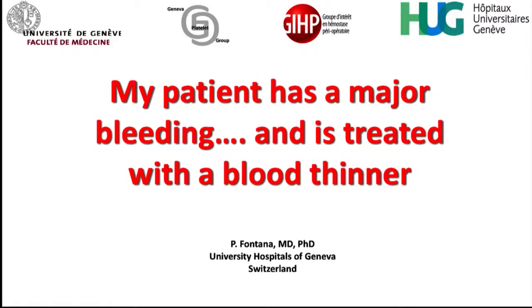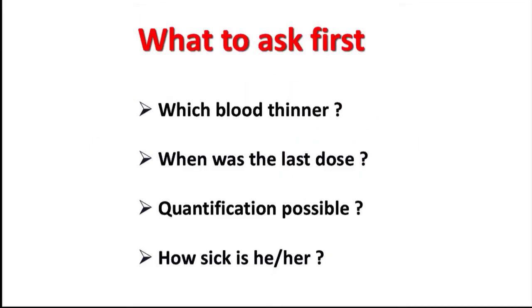Thank you, Pierre. So I get that when you have such patients, you have first to ask critical questions, and I have listed here the critical questions to ask. The first one is to identify which blood thinner or which antithrombotic the patient has among the antithrombotics that you just listed. The second question is when was the last dose?